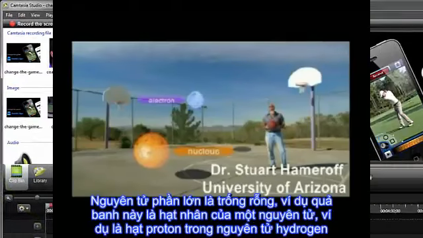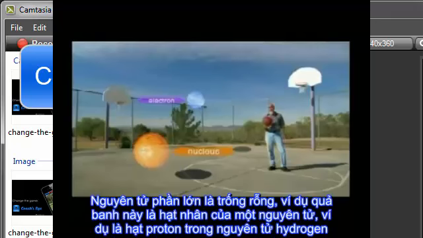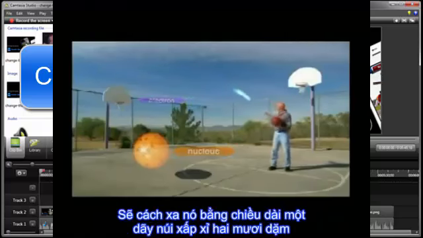But atoms are actually mostly empty. For example, if this ball were the nucleus of an atom, then a proton and a hydrogen atom, for example, then the electron circling this, which would describe the outer limits of that atom, would be out by the mountain over there, roughly 20 miles away.